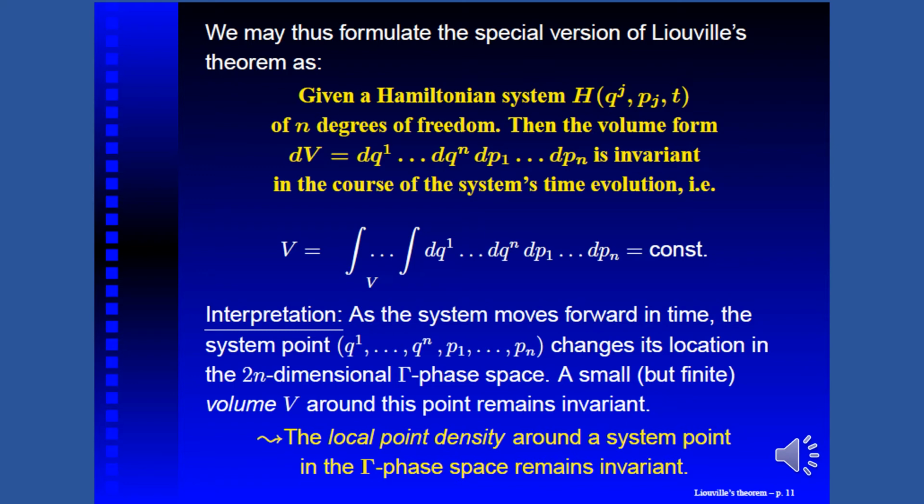Interpretation: as the system moves forward in time, the system point q1 to qn, p1 to pn changes its location in the 2n-dimensional phase space. A small but finite volume V around its point remains invariant. The local point density around the system point in the phase space remains invariant.